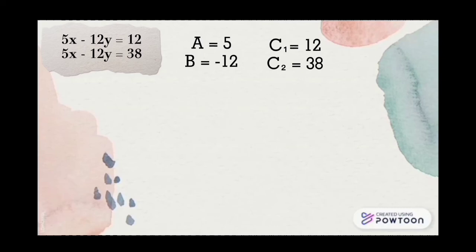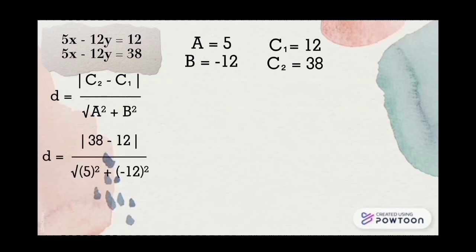To solve for the distance, we're going to use the formula, which is d is equal to the absolute value of c sub 2 minus c sub 1 over the square root of a squared plus b squared. Just substitute the value of c sub 2, which is 38, minus c sub 1, which is 12, divided by the square root of a, which is 5 squared, plus negative 12 squared.